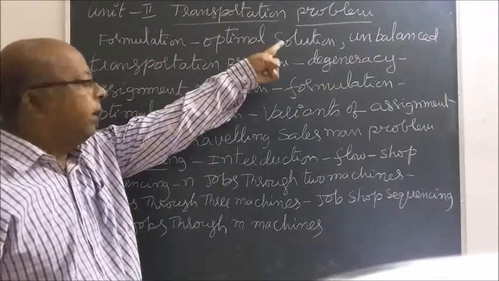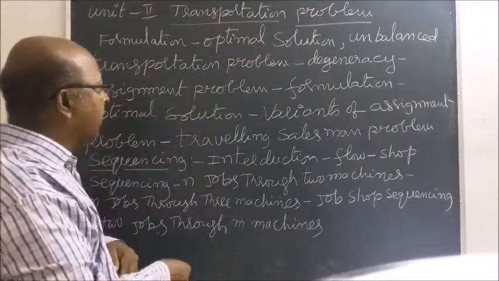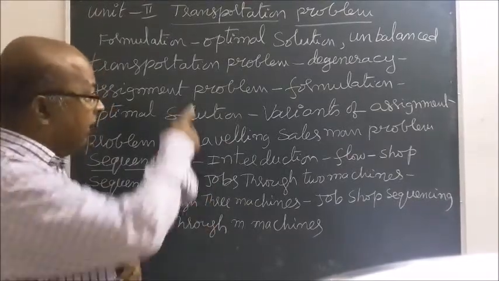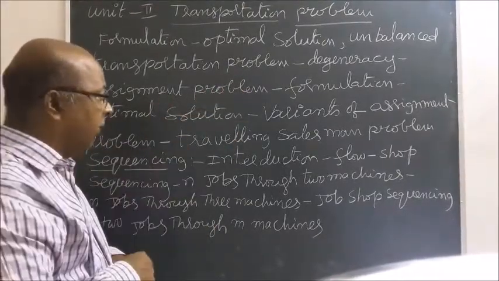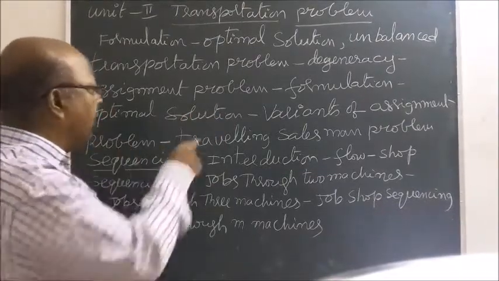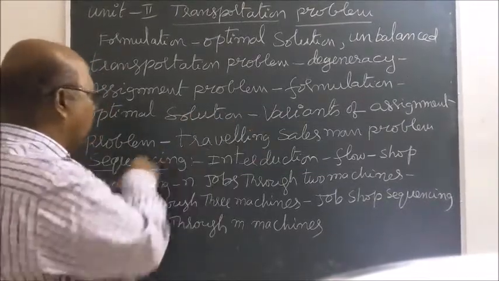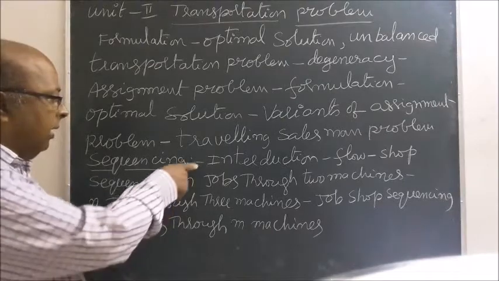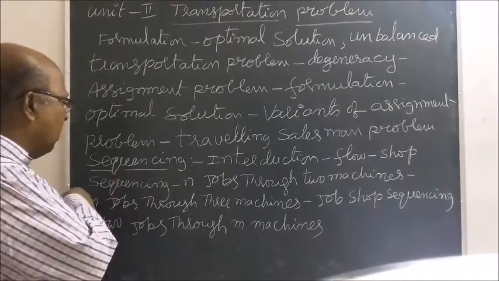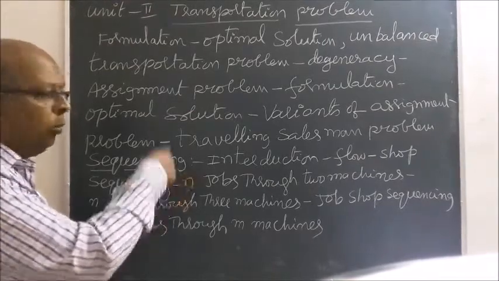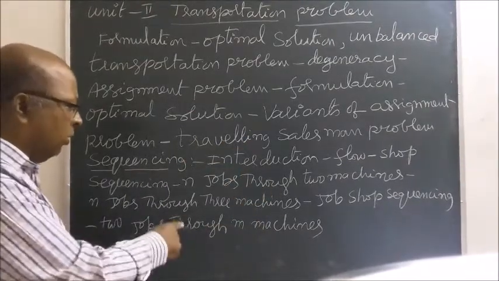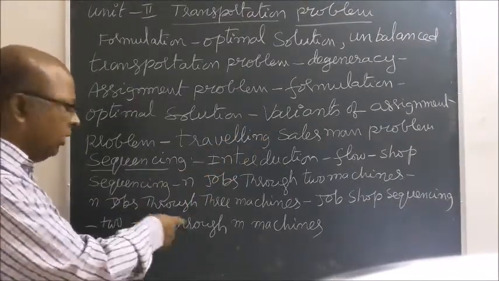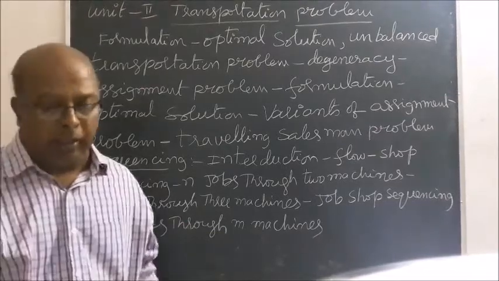Unit 2: Transportation problem, formulation, optimal solution, unbalanced transportation problem, degeneracy, assignment problem, formulation, optimal solution, variants of assignment problem, traveling salesman problem. Sequencing, introduction, flow shop sequencing, n jobs through two machines, n jobs through three machines, job shop sequencing, and two jobs through m machines. Note down.